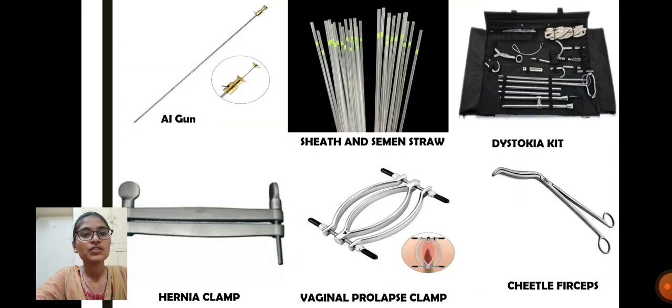AI gun, the artificial insemination gun used in artificial insemination. Sheath and semen straw. Dystocia kit is used during pregnancy when parturition is very difficult. Hernia clamp, vaginal prolapse clamp, chital forceps.